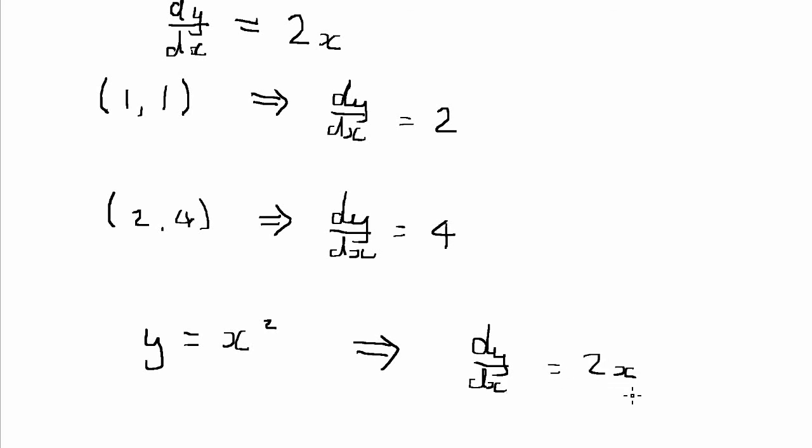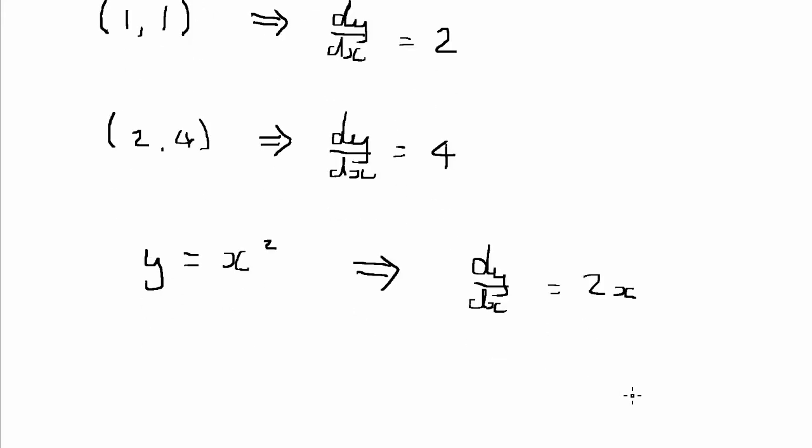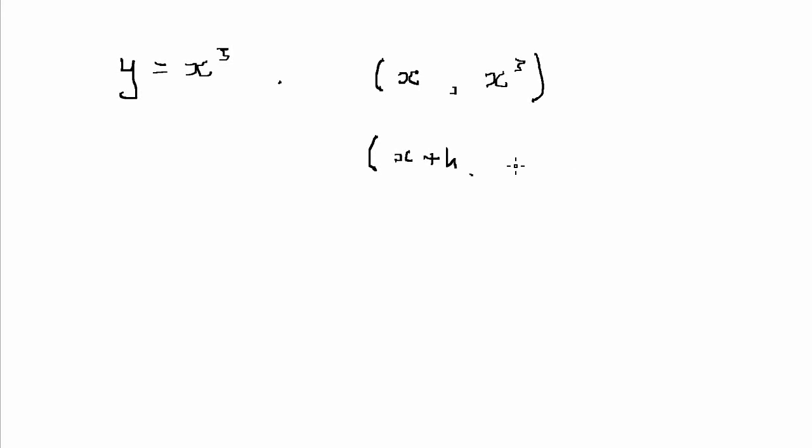Let's do it with one more function. We don't even need pictures to do it. We can just follow the same method we had before. Let's take the next simplest function we can think of, which is y equals x cubed. Now if we start off with one point on that curve, which is x, and its corresponding y coordinate will be x cubed, and we'll pull the same trick. We'll move along just a little way to a point x plus h, and that's going to have a y coordinate of x plus h all cubed.